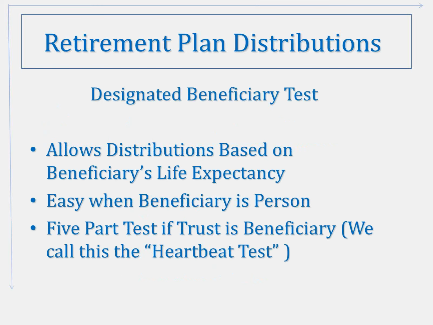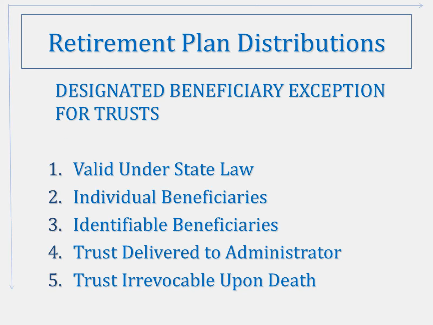So what this does is it allows the distributions to be based on the beneficiary's life expectancy, and it's easy when the beneficiary is a person. But if the beneficiary is a trust, there's a 5-part test to determine whether we pass the heartbeat test. After all, a trust in and of itself doesn't really have a heartbeat. And what we're trying to do is to be able to look through the trust to the individual beneficiary to find a heartbeat. So in order to do that, there's this 5-part test that's imposed by regulations by the IRS.